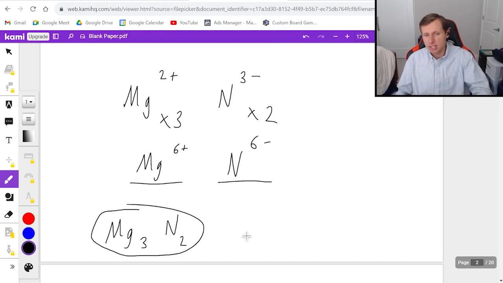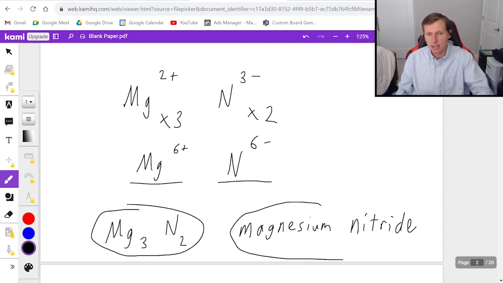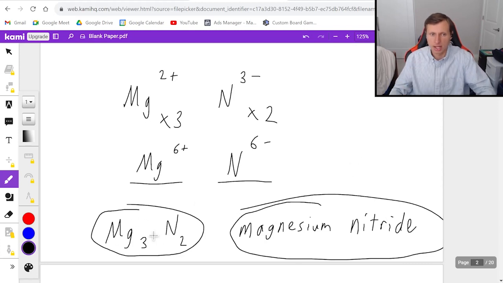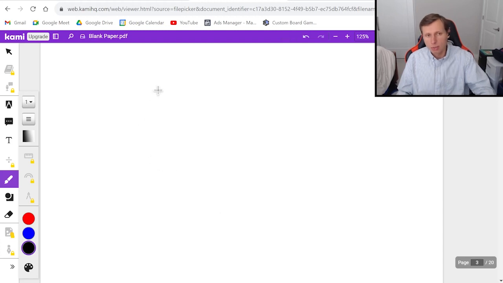And again, giving this thing a name, we would call it magnesium, and then nitrogen turns into nitride. And there we go. That's the name. Here's the compound. Everything's balanced. We're happy. Now let's do one more example.